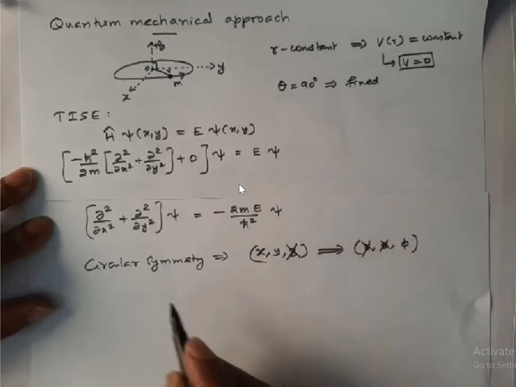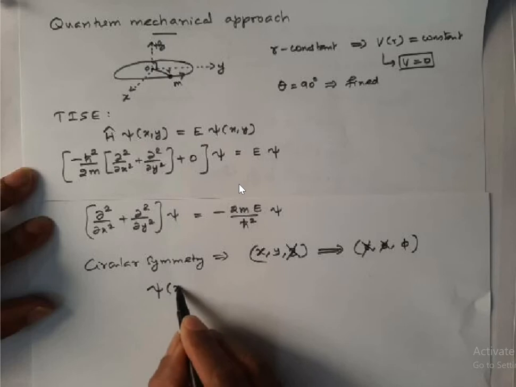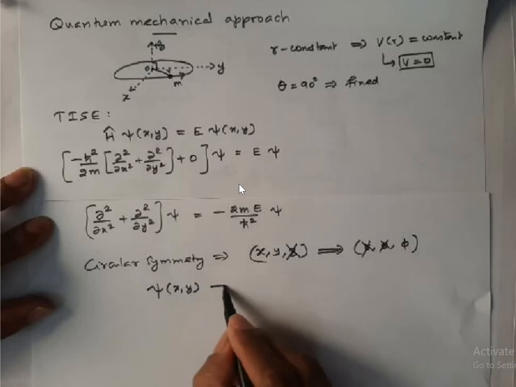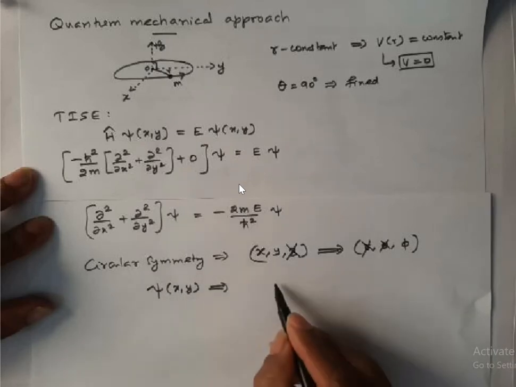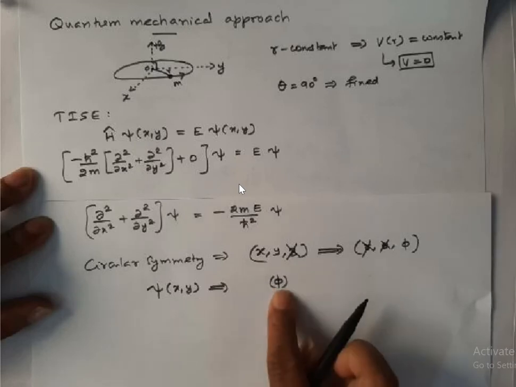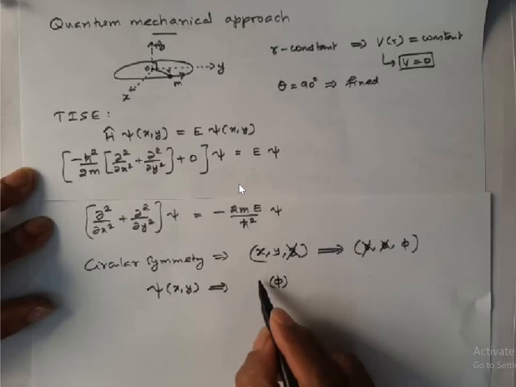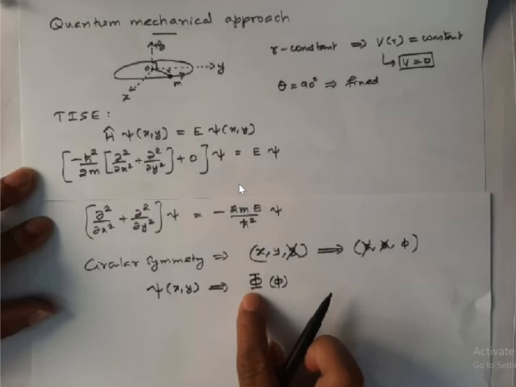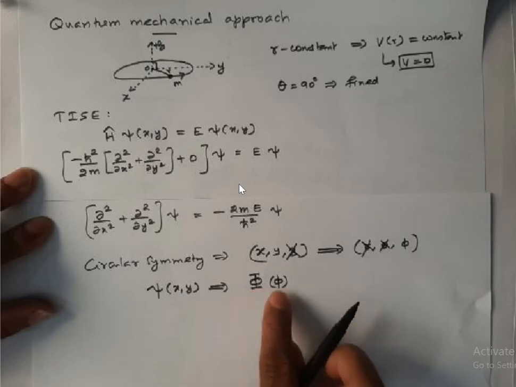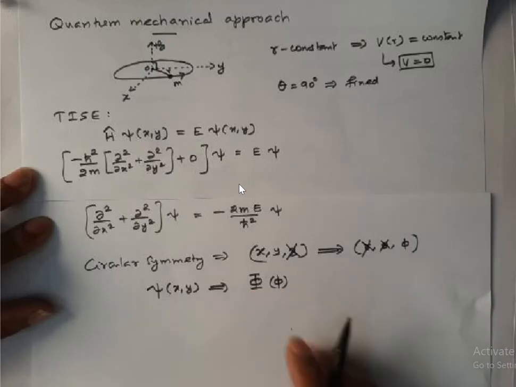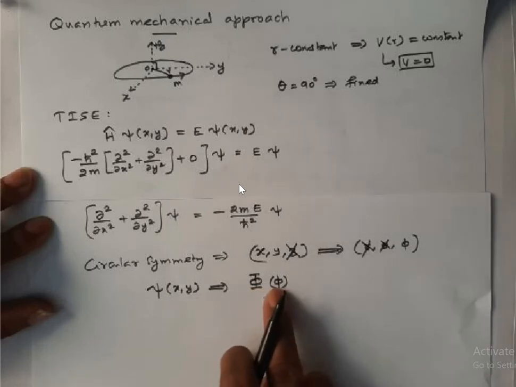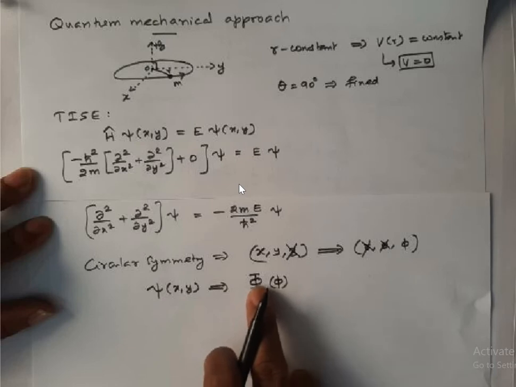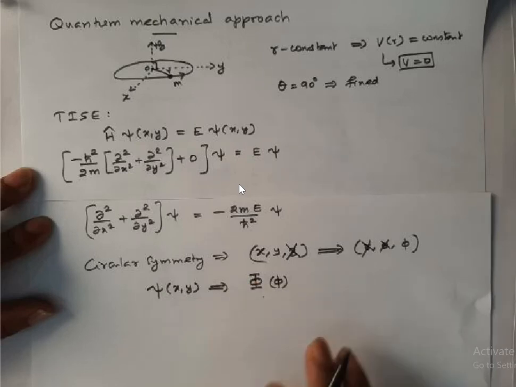So the wave function psi, which originally depends on x and y, when I change this into spherical polar coordinates, now depends only on the phi variable. Whenever the wave function depends only on the phi variable, we represent the wave function by this symbol, big Phi. This big Phi represents the wave function and small phi represents the variable. It's the usual notation for wave function, right?